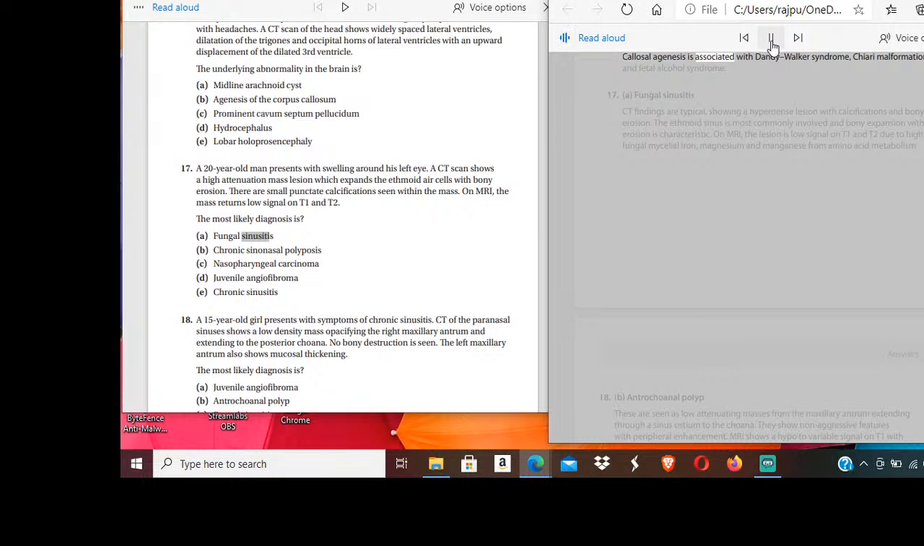Callosal agenesis is associated with Dandy-Walker syndrome, Chiari malformations and fetal alcohol syndrome. 17. A. Fungal sinusitis. CT findings are typical, showing a hyperdense lesion with calcifications and bony erosion. The ethmoid sinus is most commonly involved and bony expansion with erosion is characteristic. On MRI, the lesion is low signal on T1 and T2 due to high fungal mycelial iron, magnesium and manganese from amino acid metabolism.